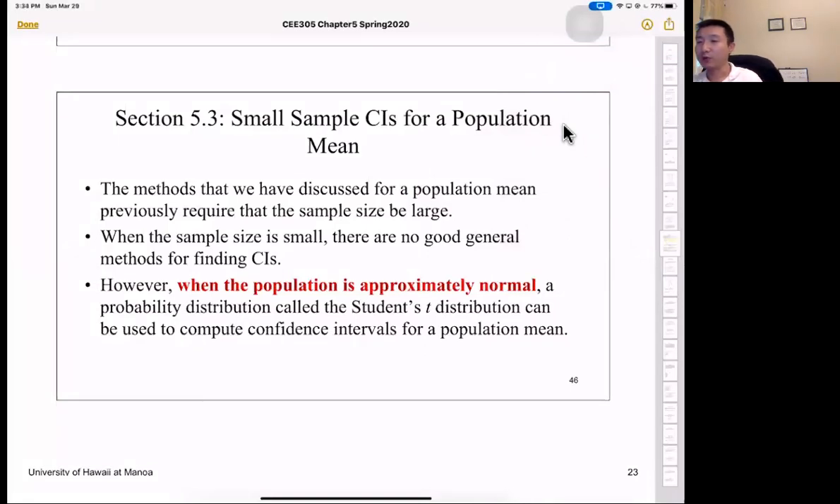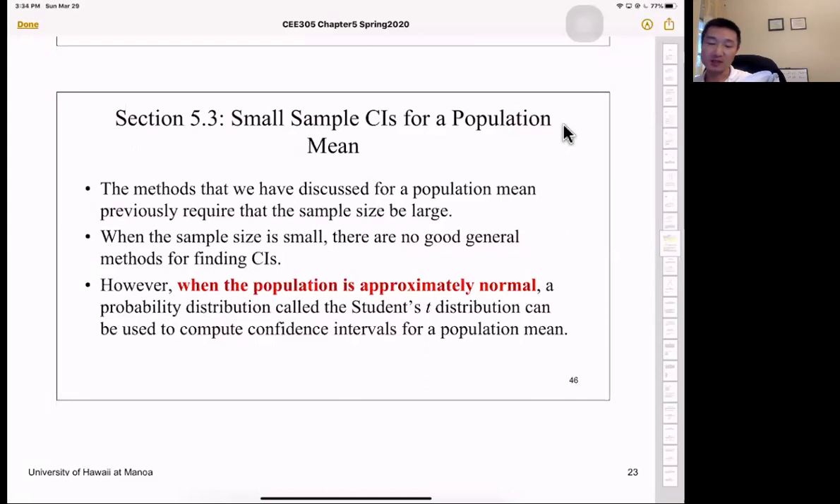So in the previous sections, we discussed confidence intervals, such as the large sample confidence interval for population mean and the confidence interval for proportions. In section 5.3, we discussed the small sample confidence interval for population mean. Remember, in section 5.1, we require the sample size to be large.